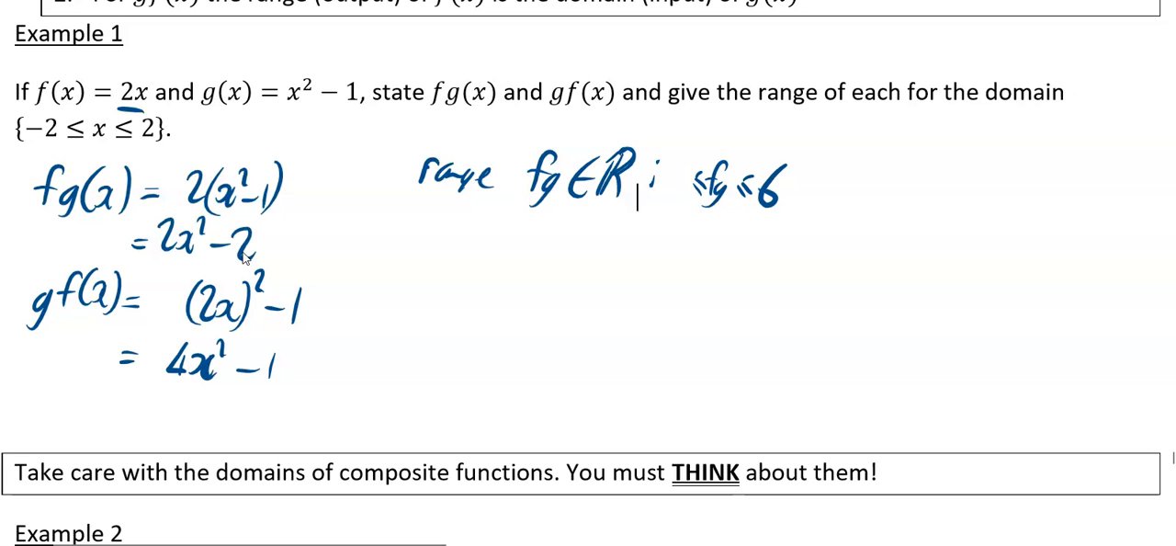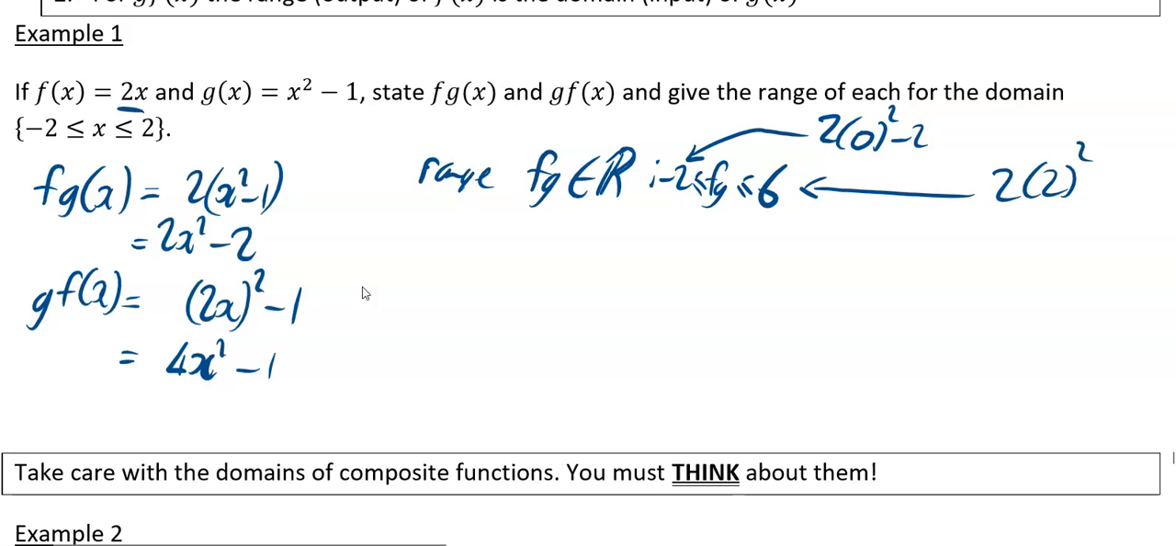But the lower limit happens when you actually put in 0 into it. 0 is within our domain. When you put in 0, you're going to get 2 times 0 squared, and then minus 2, which is minus 2. So can you just make a wee note of how we have come across that one? That was 2 times the 0 squared, and then minus 2. And how we got the 6, well, it was either one of them, but we'll just go for the positive 2: 2 times positive 2 squared, minus 2.